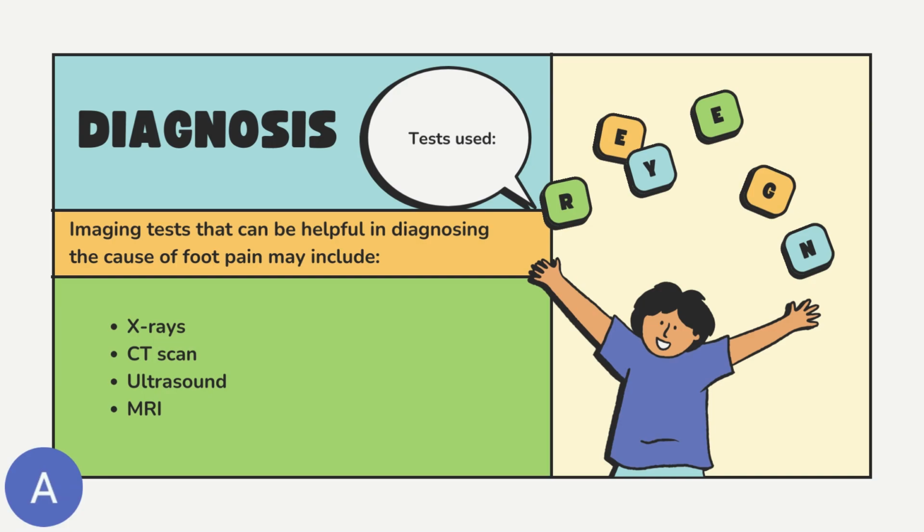Next one is CT scan. This test takes X-rays of the foot from different angles and provides much more detail than a standard X-ray. Ultrasound. Ultrasound may be used when a tendon injury is suspected. Ultrasound uses sound waves to produce detailed images of soft tissues within the body. And lastly, MRI. Using radio waves and a strong magnet, MRIs provide excellent details of both bone and soft tissues.